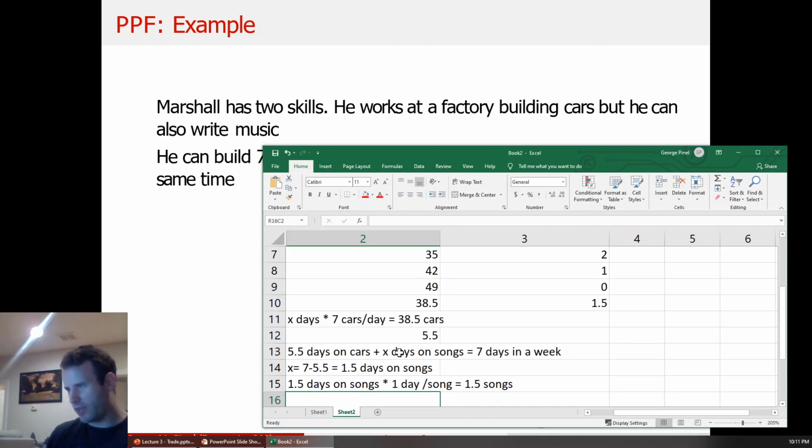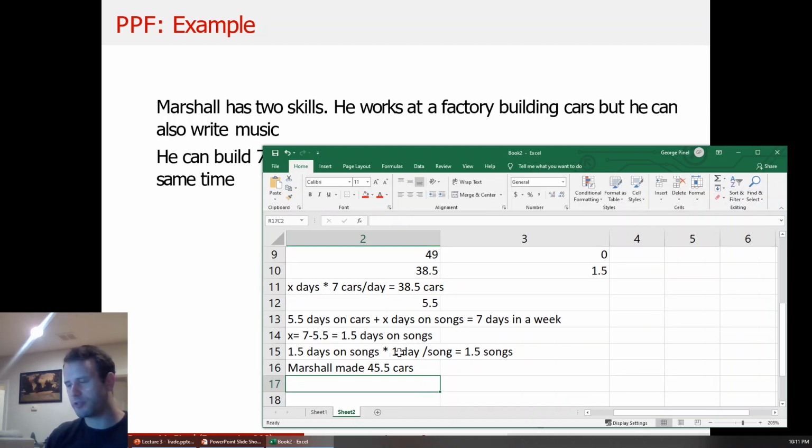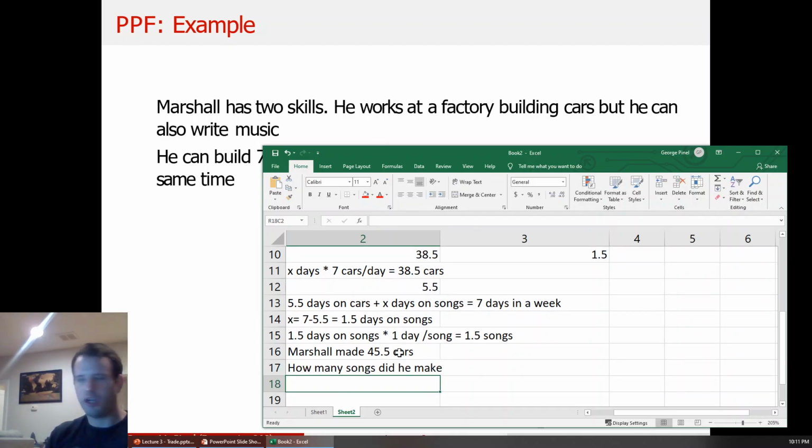Let's say that Marshall made 45.5 cars. How many songs did he make, assuming that he's using up all of his time? Okay. So I would take the time out, pause the video, and solve it yourself.